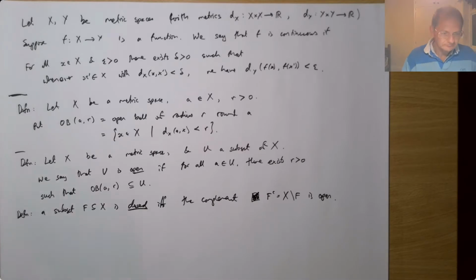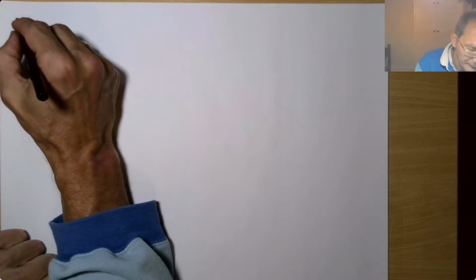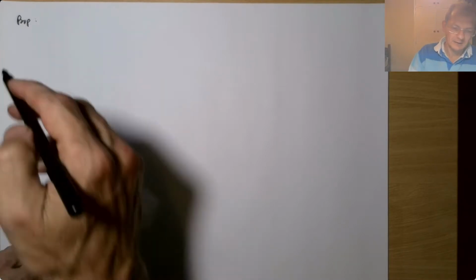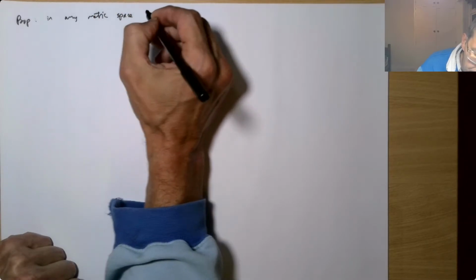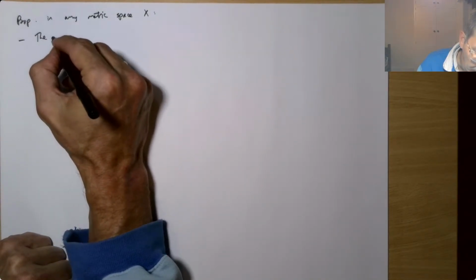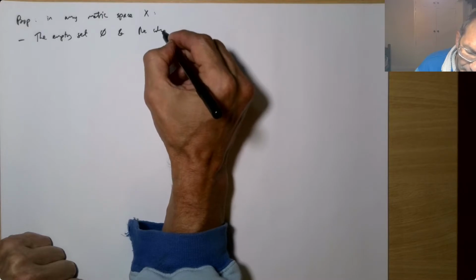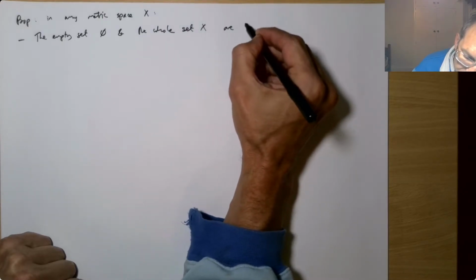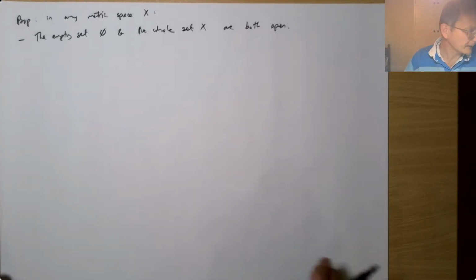Okay, then there's some key properties of open sets that we need to remember. So this is a proposition from page 44 in the metric space notes, if you're looking through those. For any metric space X, the empty set and the whole space, these are two trivial examples of open sets, the empty set and the whole set.